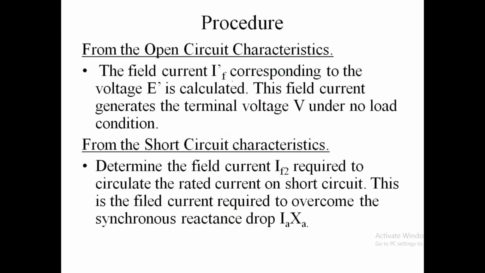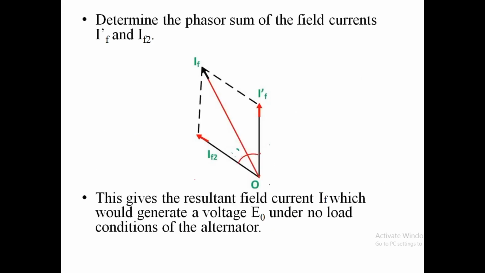From the open circuit characteristic, the field current IF dash corresponding to E is calculated. This field current generates the terminal voltage under no load condition. From SC, determine the field current IF2 required to circulate the rated current on short circuit. This field current is required to overcome the synchronous reactance drop IA XA, the total reactance drop. Mainly that is the IA armature reaction drop, since here we are considering only the armature reaction drop. Now determine the phasor sum of these two field currents IF dash and IF2, and we find this IF.